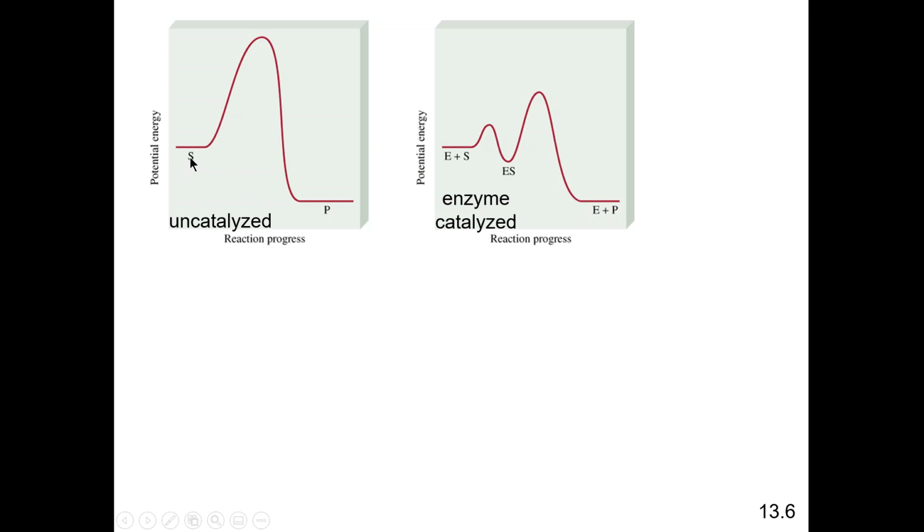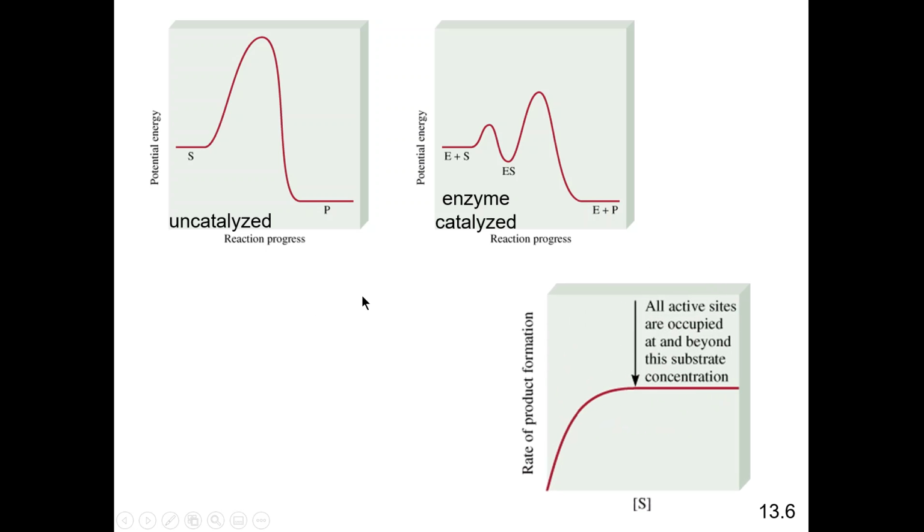So here we have the substrate, here we have the product, here we have the activation energy, which is the difference between here and up here. But in the case of an enzyme catalyzed reaction, you have the enzyme combining with the substrate, gaining some energy, then coming down here to form the enzyme substrate complex, which is actually more stable than the enzyme itself. And then you have a further step where the products are formed from the enzyme substrate intermediate.